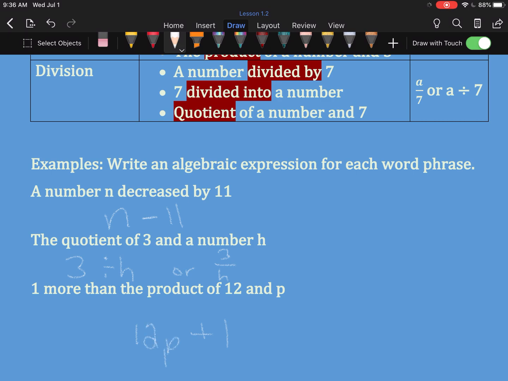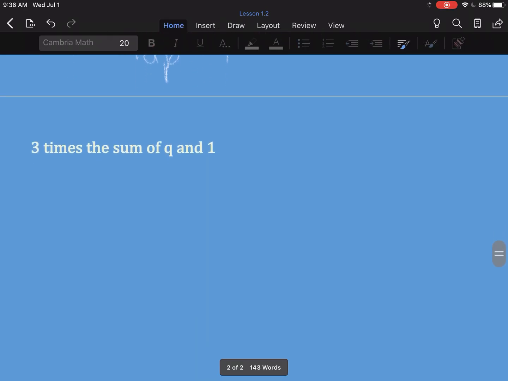This is coefficient and variable, 12p. We will not write 12 times p using an x, because x is a letter now. We will not write 12 dot p using the multiplication dot. We won't use 12 parentheses p. Anytime we have a number times a letter, we will just write number letter, 12p. I didn't want to draw that, but that's okay.